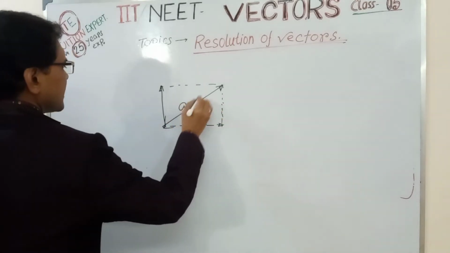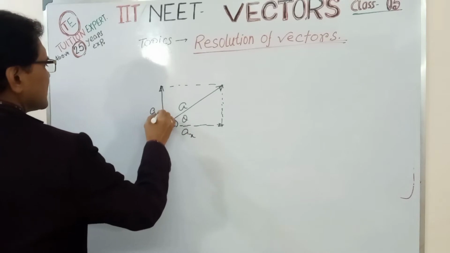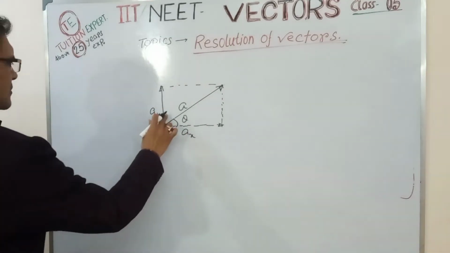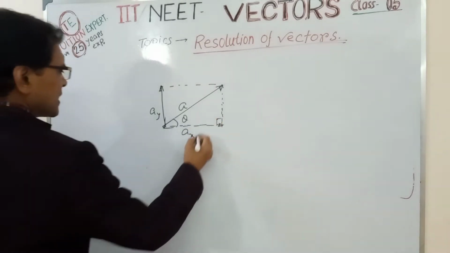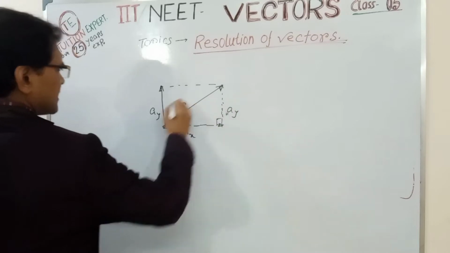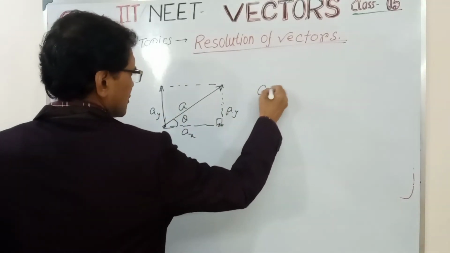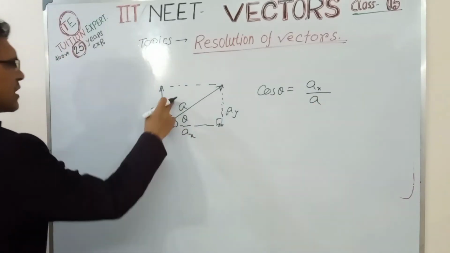Suppose this is theta, and this is ax, this is ay. From this triangle, which is a right angle triangle, suppose this is base, this is perpendicular, and this is hypotenuse. So what is cos theta? Cos theta equals base by hypotenuse.